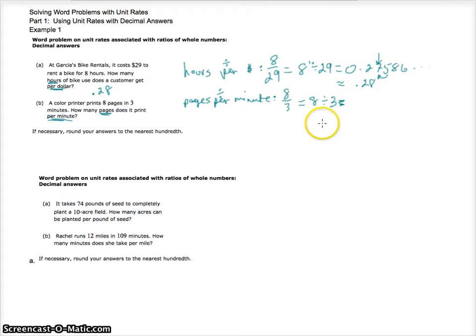After I punch this into my calculator, I end up with 2.66666 repeating. I would need to round to the hundredths place, which is right here. So I'm going to use this 6, which is larger than 5, to round it. So my answer is going to be about 2.67. So the answer for pages per minute is 2.67 pages per minute.